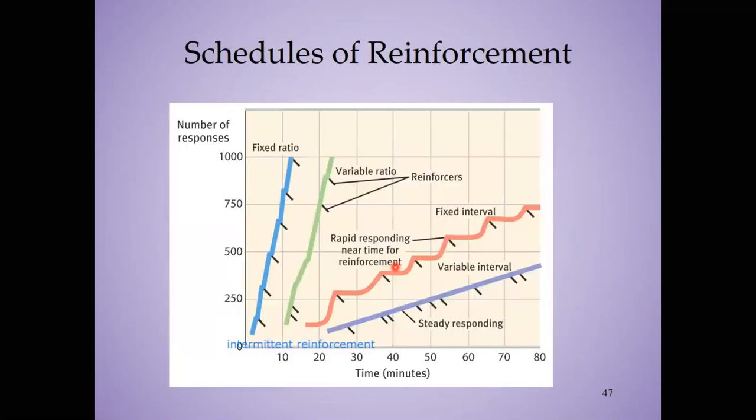Another element of these ratio schedules is shown on this chart here. Again, ignore intermittent reinforcement. Here we have the number of responses that a rat made pressing a lever for food over certain periods of time. What you'll notice is the rat made many, many responses in a very short time under either ratio schedule, whether it was variable or fixed ratio. So we also get very rapid responding. People and animals will work very fast under fixed and variable ratio schedules.